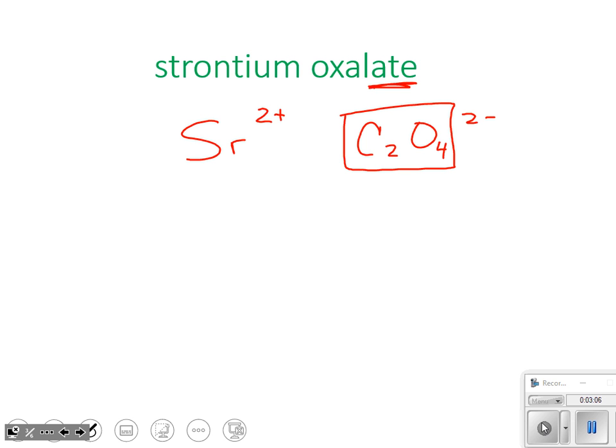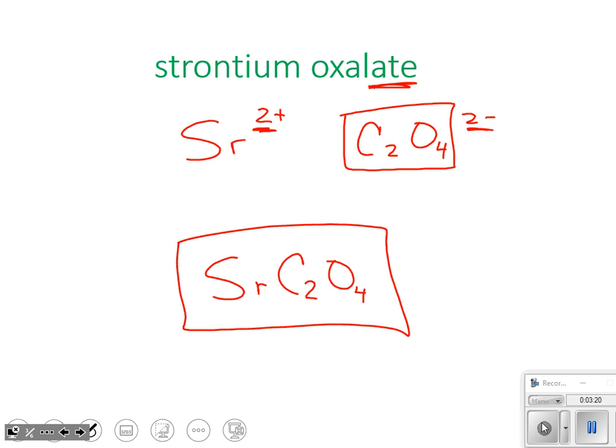Once again, I put my box around it so I know that I don't change that C2O4. I look at my charges. 2-, 2+. Am I equal to 0? Absolutely. So I just put them together. Strontium oxalate. Final answer. Now, do you see any charges in that box? No, there's no charges there, but we know what the charges are, right? Because we know strontium's a +2, and we know oxalate's a -2. Charges aren't there, but we can see by the formula what those are.